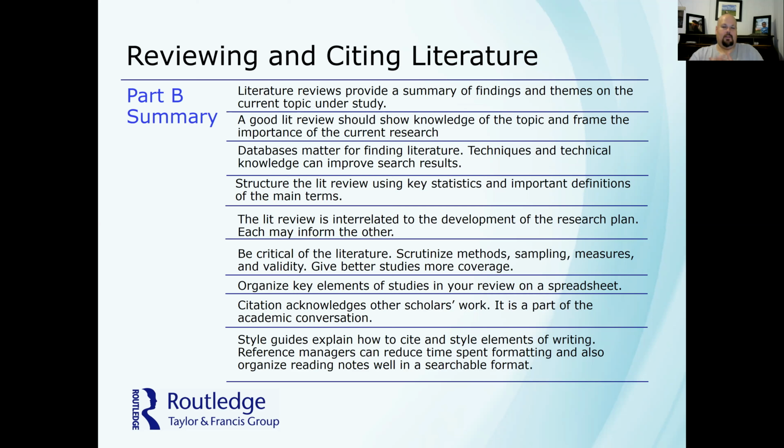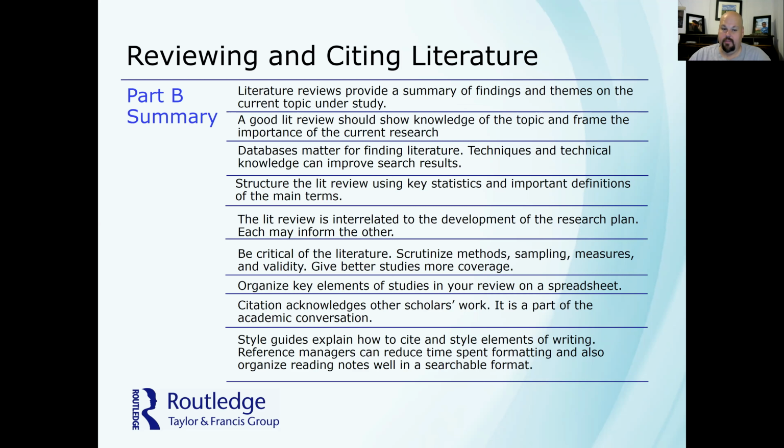So this is kind of the summary. Literature reviews provide a summary of findings and themes on the current topic under study. A good literature review should show knowledge of the topic and frame the importance of the current research. Databases matter for finding literature, and there are a lot of techniques for doing that. You should structure the literature review using key statistics and important definitions of the main terms. The literature review is interrelated to the development of the research plan.